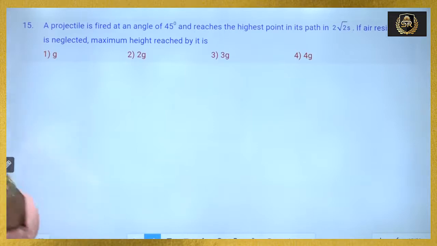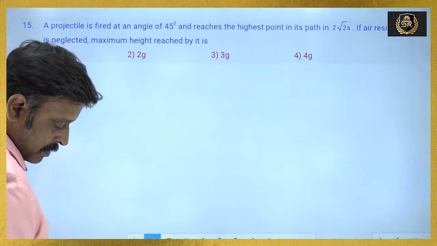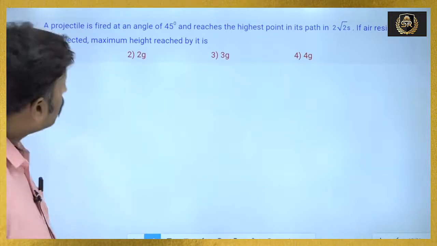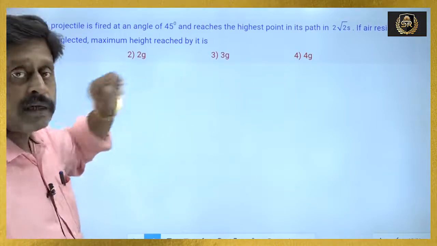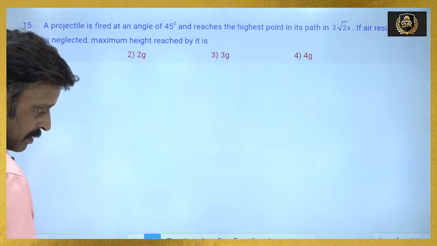Next is question number 15. 15th question. A projectile is fired at an angle 45 degrees and reaches the highest point in its path in 2√2 seconds. If air resistance is neglected, what is the maximum height reached by it? Okay.